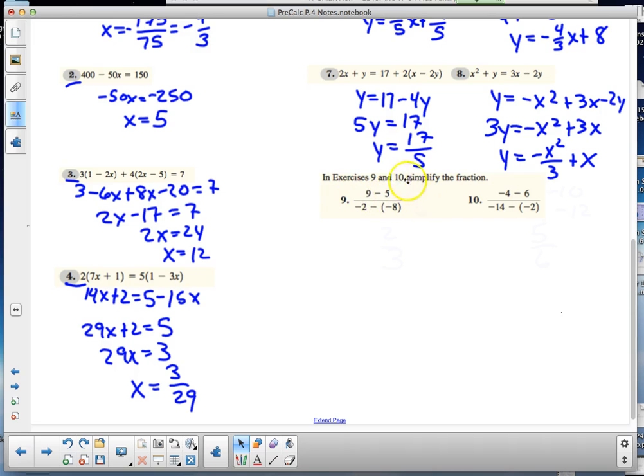And lastly, just simplifying the fraction. This is 4. This is 6. That becomes 4/6, which is 2/3. This is negative 10. This is negative 12. We got negative 10 and 12. This is 5/6. So we're good to go.